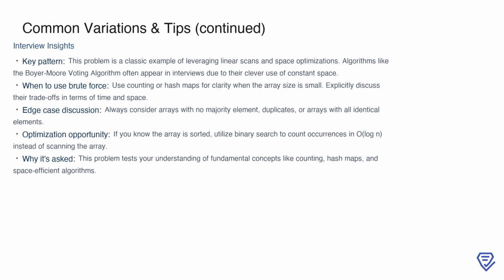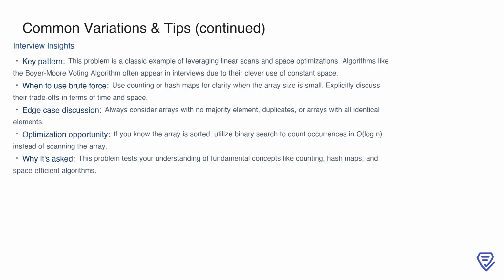Next, let's consider some insights that can help during interviews. This problem is a great example of leveraging linear scans and space optimizations. Algorithms like the Boyer-Moore voting algorithm are frequently asked because they showcase how to achieve constant space efficiency. While brute force approaches, such as counting or using hash maps, are easier to understand, they're best suited for smaller arrays. If you choose this approach, make sure to discuss its trade-offs in terms of time and space complexity.